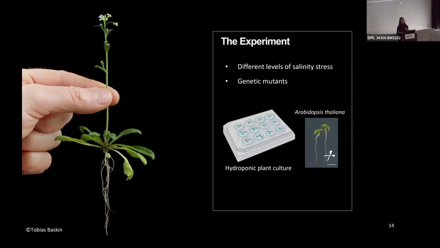And we also have genetic mutants for some of these transporters that have been suggested to be important for transporting these ions. So we can play with these mutants and then start to see what exactly is happening at the subcellular scale using the cryo-nanosims.